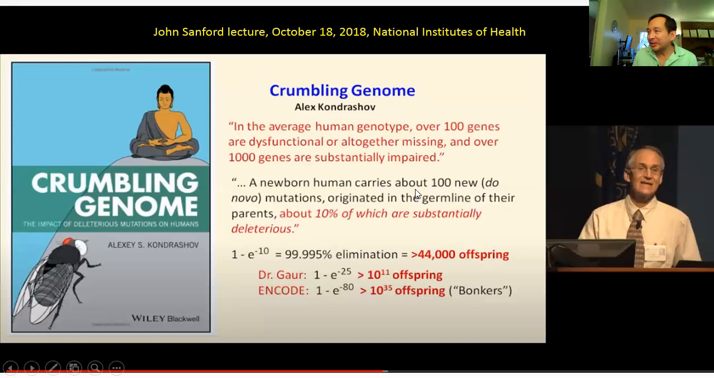A newborn human carries about 100 new de novo mutations originated in the germline of their parents, about 10% of which are substantially deleterious. And so this is the figure that relates to Graur's figure. If we take, go on.